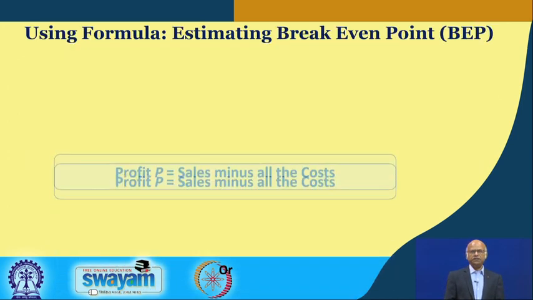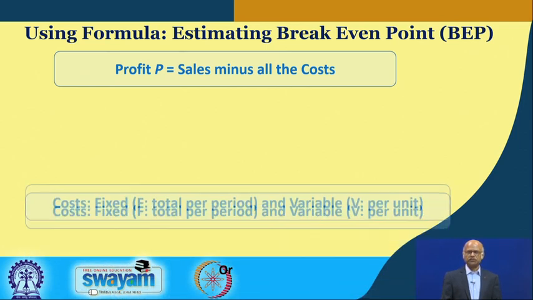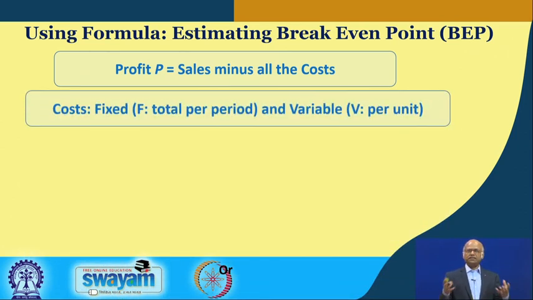Now, from here you can put them in numerical terms in a formula. See, profit is equal to sales minus all the cost. Cost is divided into 2, fixed and variable. We also divide cost into direct and indirect. We'll discuss that later, but the first thing is about break-even, so we just stick to this.